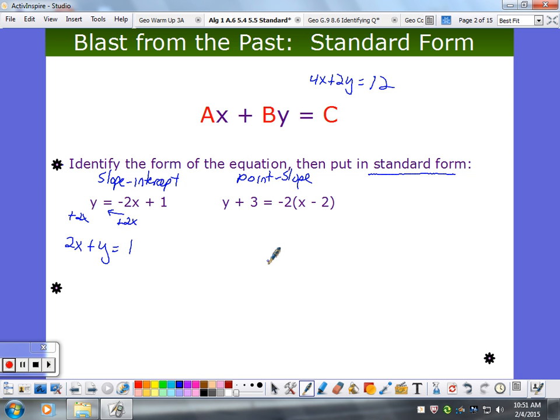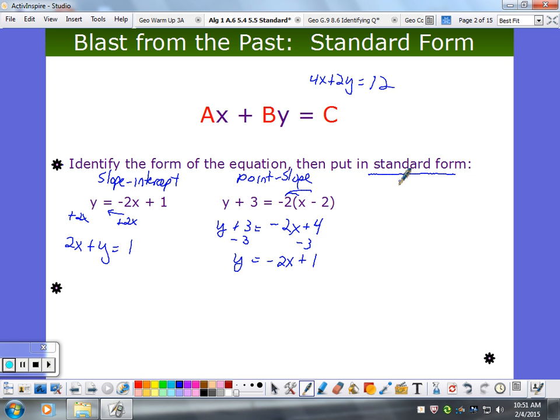Now, point slope, I want to put this in standard form. Whoa, okay, what do we recommend doing here? Putting y equals m. Okay, let's do that. So let's distribute. So y plus 3 equals negative 2x. Right now, let's be careful. Negative times negative, plus 4. Plus 4, minus 3, minus 3. y equals negative 2x plus 4 minus 3, plus 1. Okay, 2x plus y equals 1.